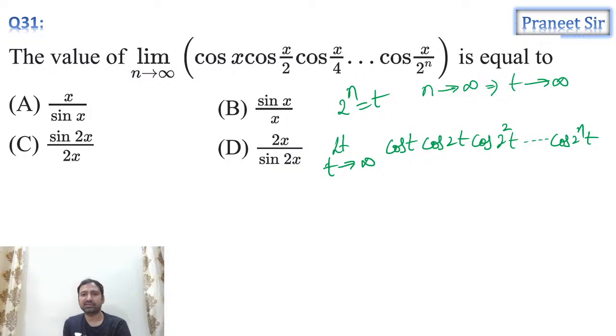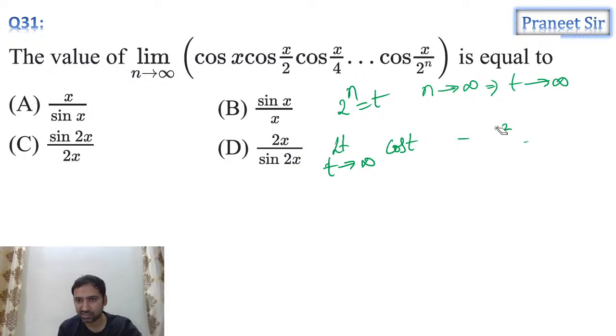Total how many terms are there? Yeah, correct, only 2 power n into t. But what is 2 power n, guys? 2 power n is t, right? Is it correct or not? Let me check it. No, right? This is not correct, guys. Let me correct it.